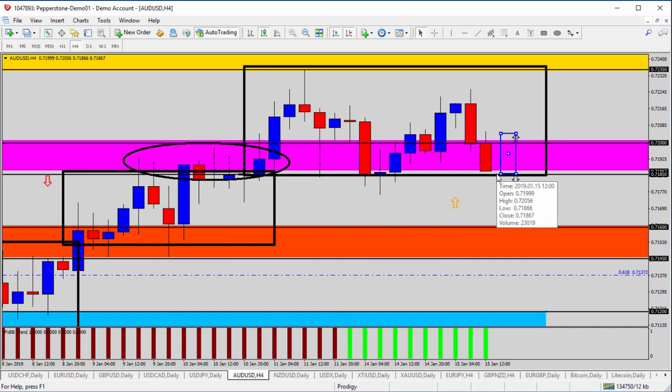Either it finds support, continues to find support at 71.85, reverses and starts working its way back higher, or breaking under 71.85 continues to slide for the Australian dollar today.